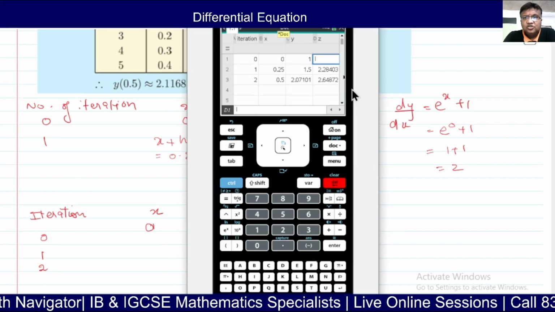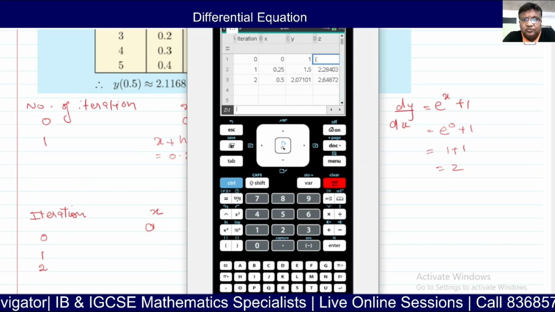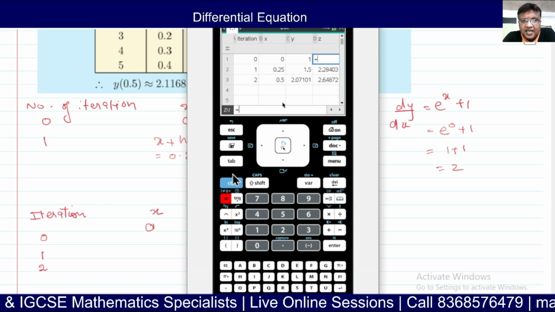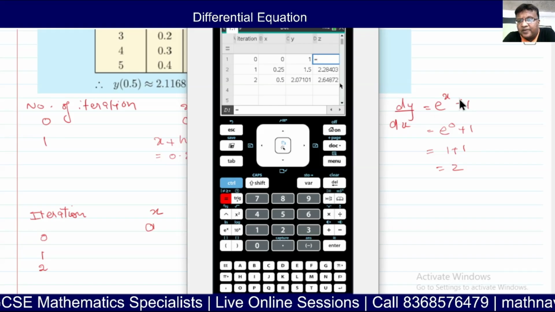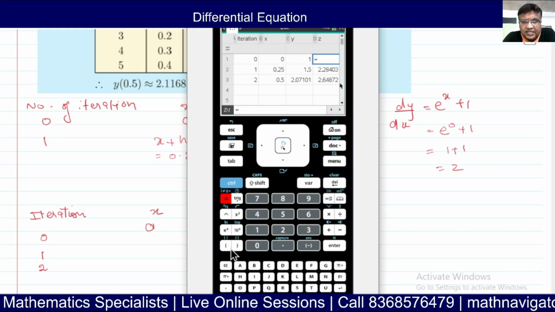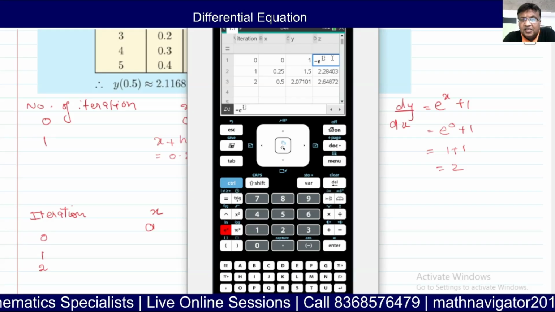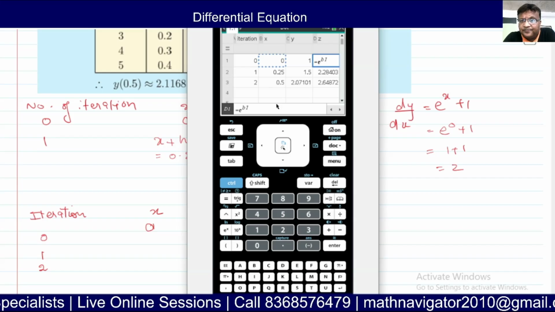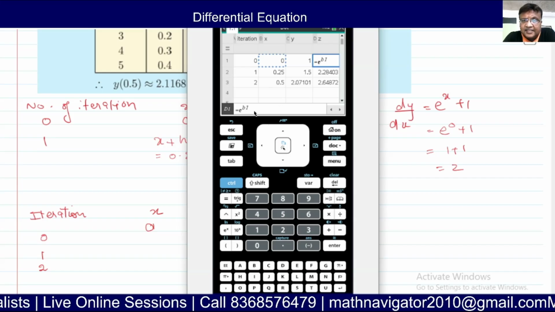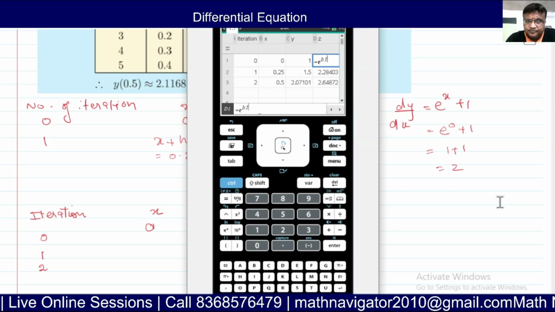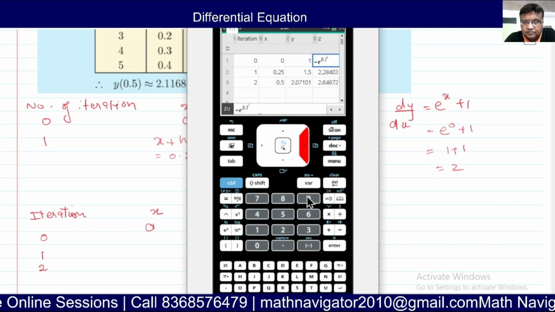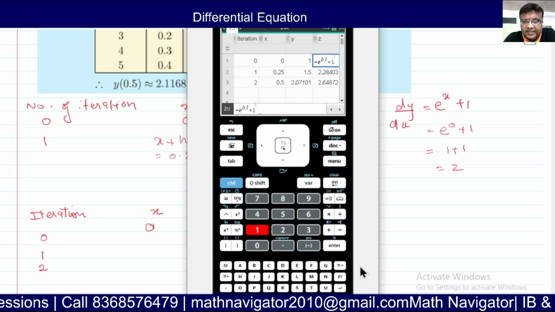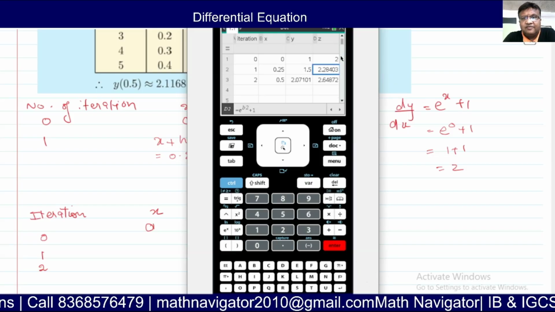So how to put the formula? You have to go in this cell, put is equal to, and then my formula is e raised to the power x plus 1. So I'll put e raised to the power x. My x is this, so I'm taking it from here, and then plus 1. Hit enter. So this gives me the value 2.